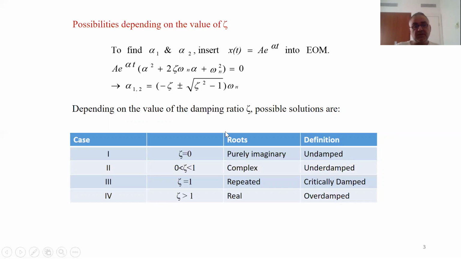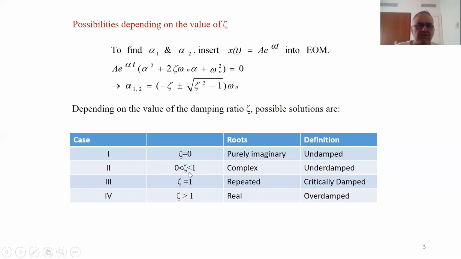For example, if zeta is completely 0, the roots are purely imaginary. They would be equal to the square root of minus 1 times omega n, which would be i times omega n. That would be an undamped system, but we studied this case, so we are not going to look at it again. The undamped case is basically sustained oscillations, simple harmonic motion, sines and cosines without any damping.